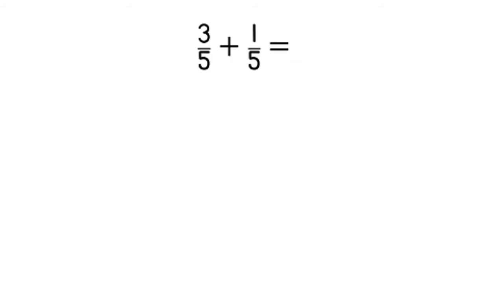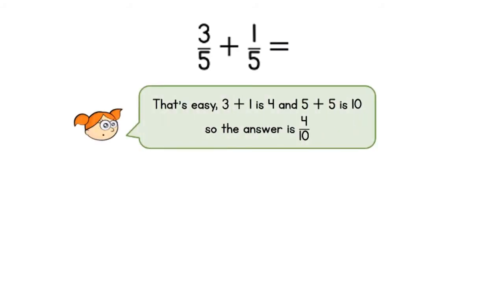Okay, so here is our first fractions addition. We have 3/5 add 1/5. And here we have a girl with a statement and she says that's easy. 3 plus 1 is 4 and 5 plus 5 is 10. So the answer is 4/10. Right, let's have a look at some bar models to see whether she is right or wrong.